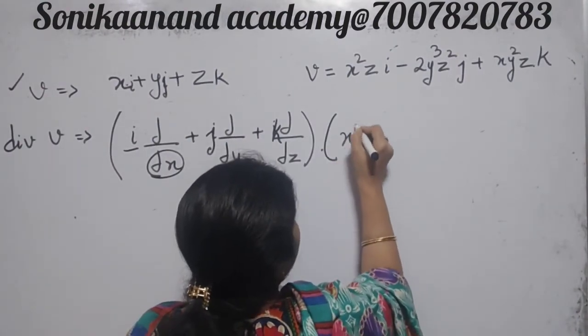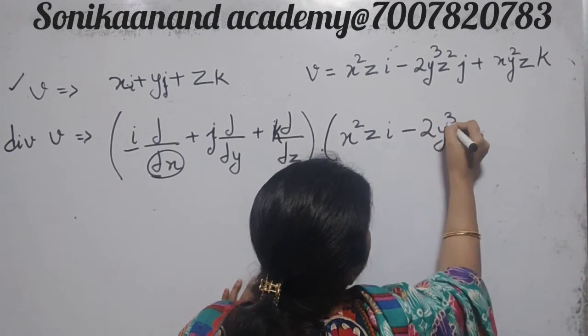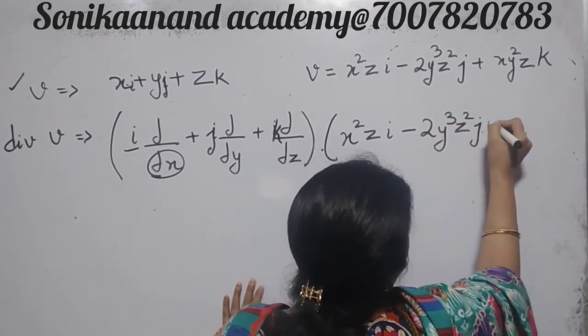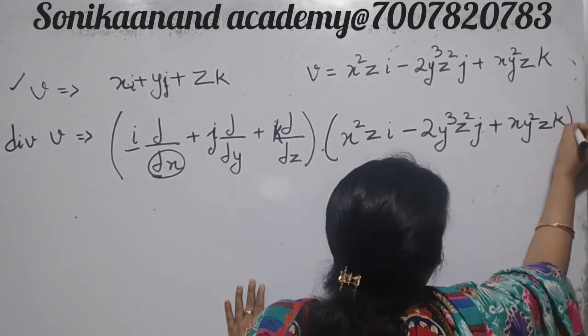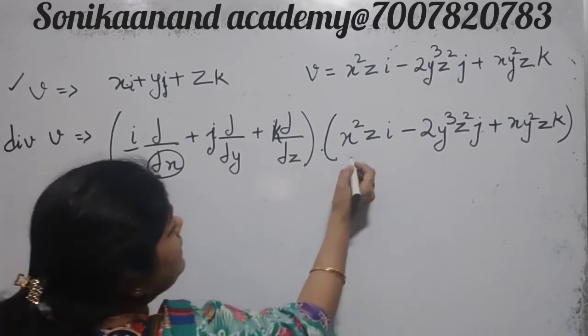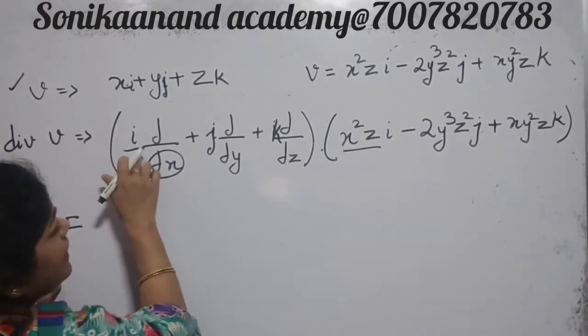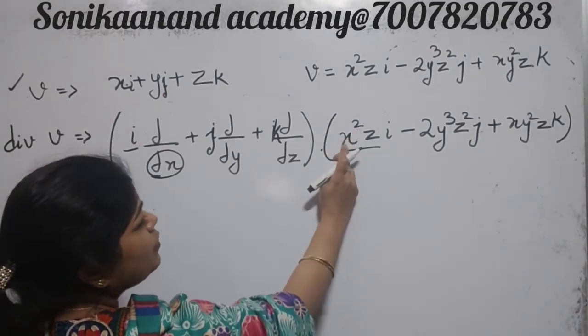So we write it over here, x square z i minus 2y cube z square j, then xy square z k. Okay. Now we differentiate it. X square z and i is with respect to x. We get 2xz.